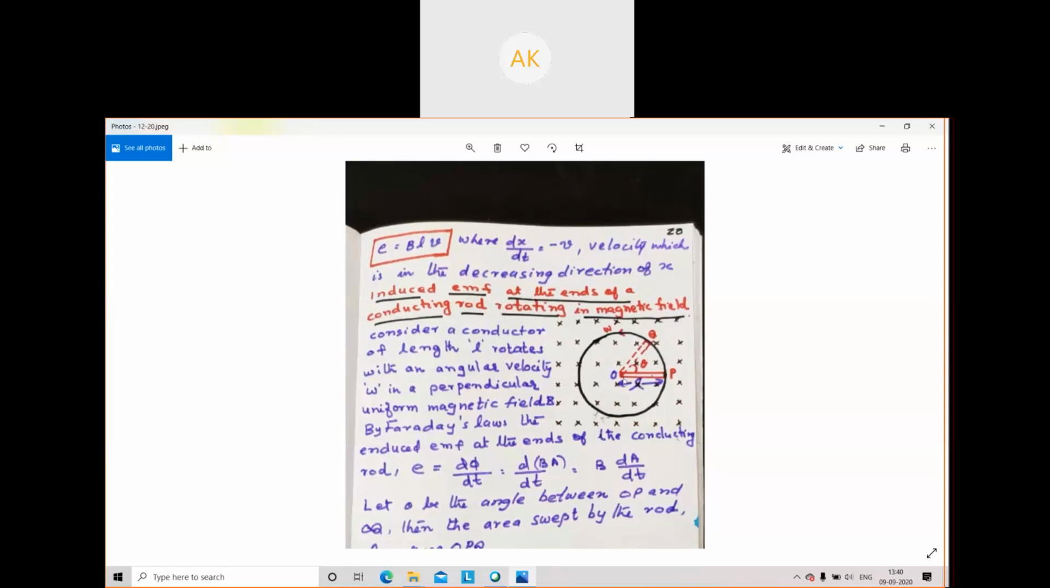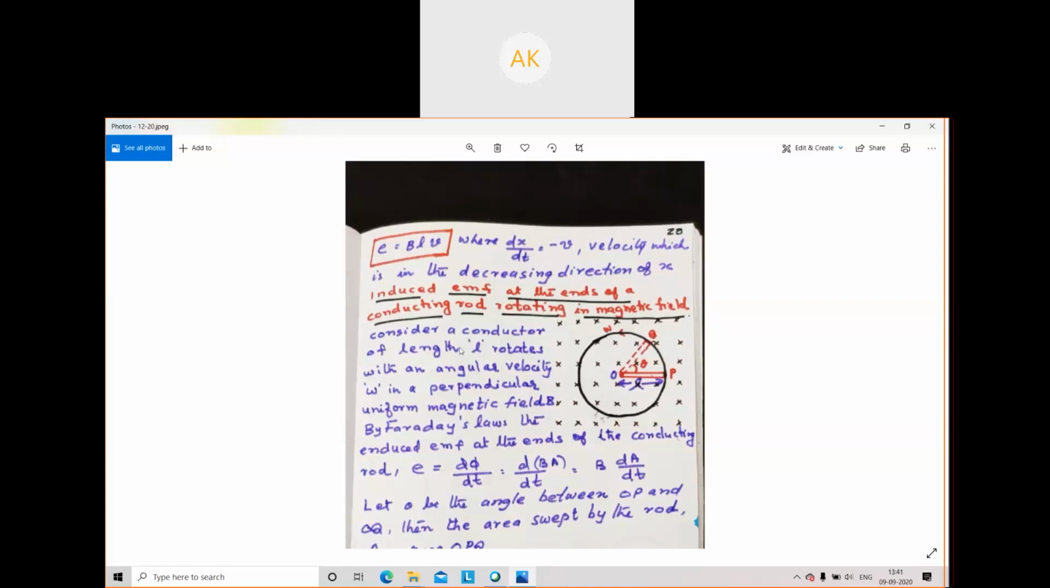You can see a conductor here of length L. OP is a conductor. Conductor means what? Material which allows the current to flow through. It can be copper, aluminum, gold, silver, like that. Metals are good conductors. So, such a material. OP is a conductor of length L. And it is rotated. In which magnetic field? Perpendicular magnetic field. The cross mark represents a magnetic field perpendicular to the plane and inwards, as we have seen in the last case. Magnetic field is perpendicular and the conductor is rotated.